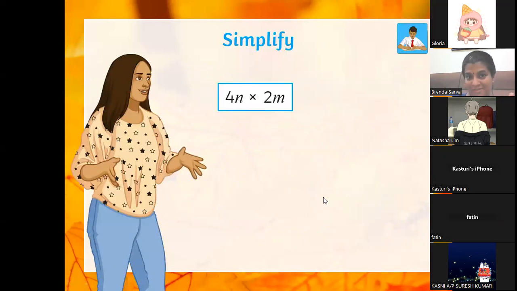Okay, let's see. How about this now? It's not an addition. Remember that. That's the only clue you're going to get. It's not an addition. Okay, thank you, Gloria. Well done. So when you have a multiplication, do it. 4 times 2. That's right, 8. N is there, M is also there. So 8 times N times M. That's it. Well done, Gloria and Fatin.